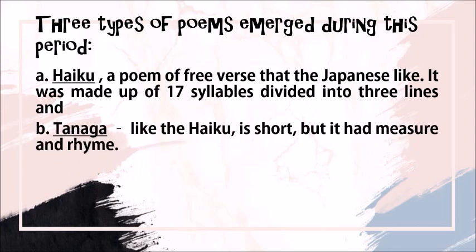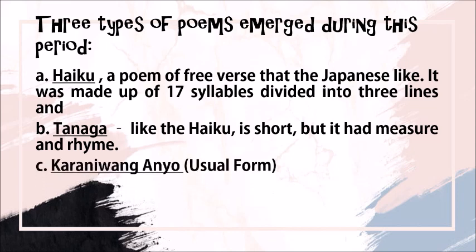The second one is tanaga. Like the haiku, it is short, but it had measure and rhyme. And the third one is the karaniwang anyo or the usual form, also known as the free verse.